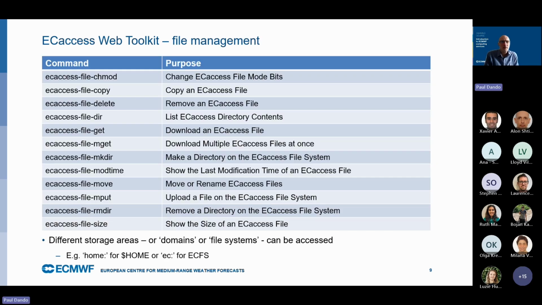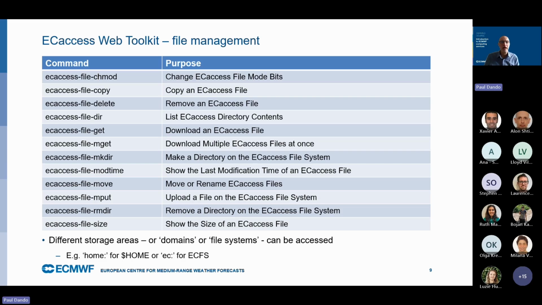So the toolkit comes with a set of command line tools that I mentioned. They are grouped, I think, into 3 or 4 families. We've just seen those for managing the certificate, the ECaccess certificate create. You also have a set for file management. These all start with ECaccess-file, and then you have the command that you want to run after that. So those of you who are familiar with FTP or SFTP commands, you'll see that these commands are quite similar to what you would use in SFTP.